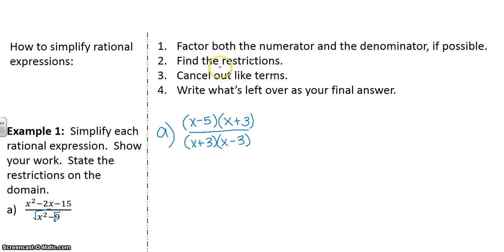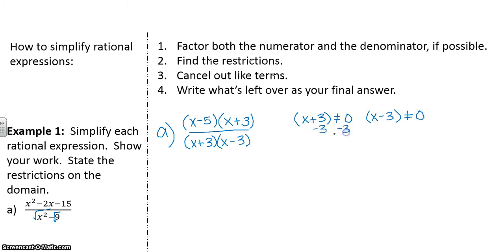Next is to find the restrictions. And remember, the restrictions come from the value of the denominator, because we can't let the denominator equal 0. So to do the restrictions, I'm going to take each of those parentheses and set them not equal to 0, because that is what they cannot equal. They cannot equal 0. So then I'm going to go ahead and solve.